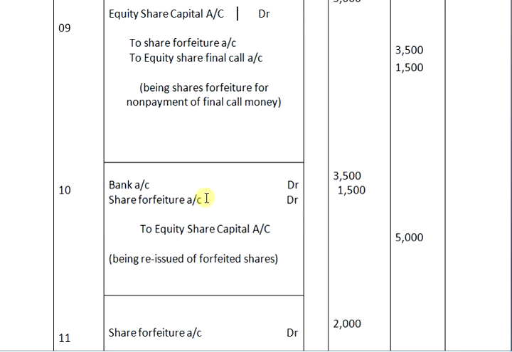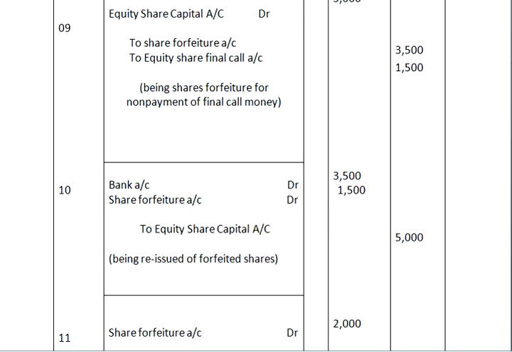Share forfeiture account. How much is the discount given here? Face value is 10. 10 minus 7 is 3 rupees, which is the discount given. So share forfeiture account debit, 500 into 3, it becomes how much? 1500. To equity share capital account, 500 into 10, it becomes 5000.